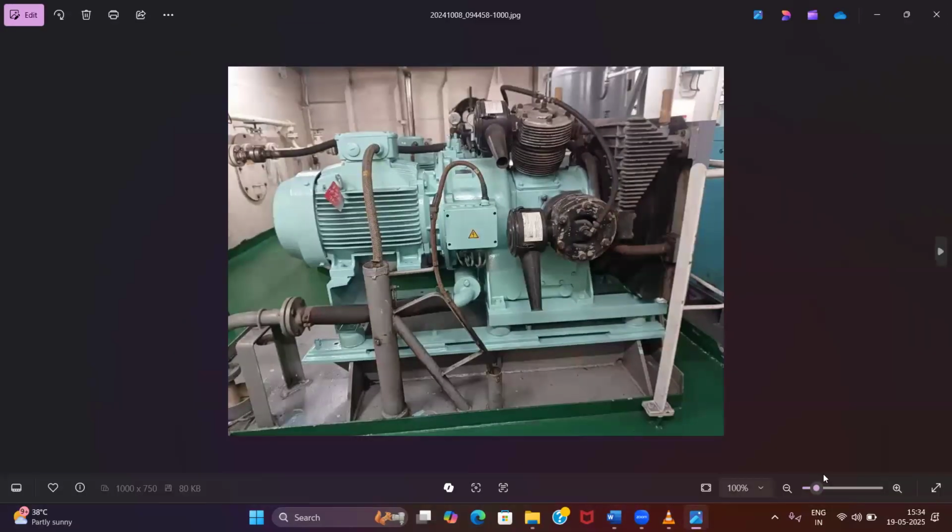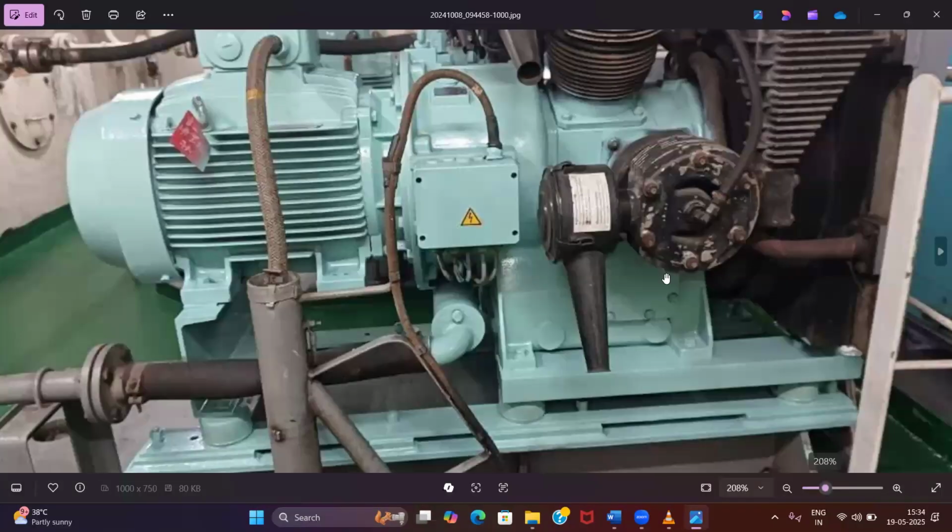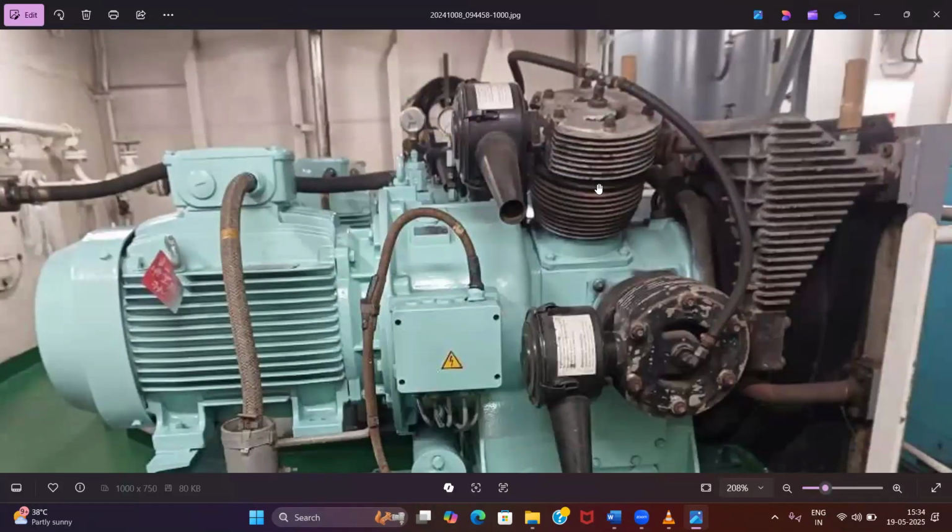So you can see the fins over here in the cylinder itself. ठीक है, cylinder head पे भी हैं, and in your liner also it is there. This is your intercooler. You can see the fins over here. Okay, and after cooler coils you can see inside. So you can see a lot of fins are there.